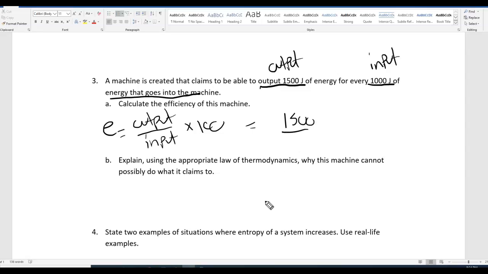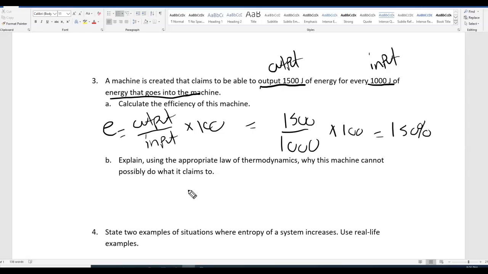I had some people ask me, how do you know which one is the output and how do you know which one is the input? Usually you can tell based off of context clues. In this case, it actually says output, so that's a pretty big hint. Okay, so 1500 divided by 1000 times 100 should give you 150%. Okay, now right away this should be a red flag because you cannot have more than 100% efficiency. Now, what law does that involve? Well, you might say it's the second law, because you might remember the second law having something to do with the efficiency. This is actually the first law.